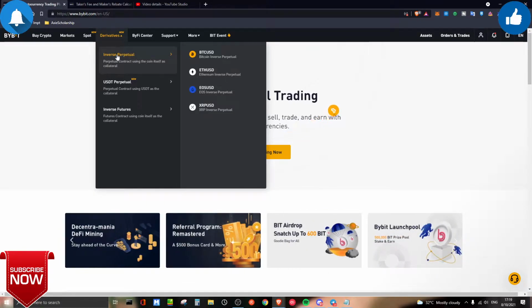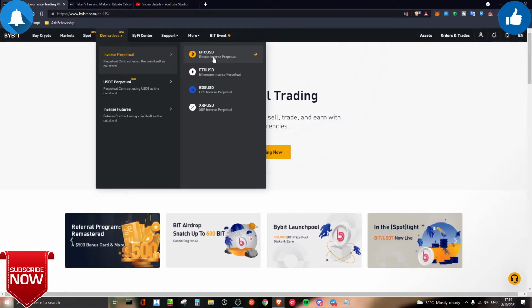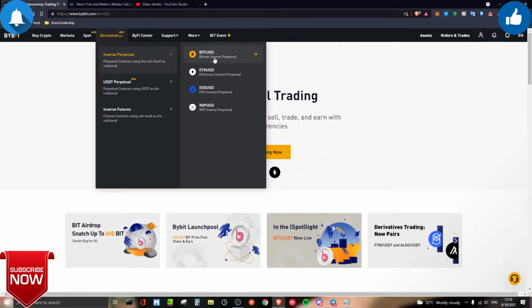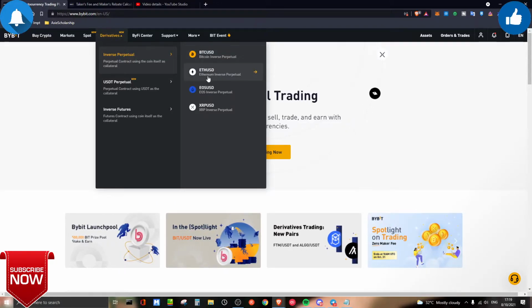Basically on Bybit itself, it's called inverse perpetual. Over here you have to know that with inverse perpetual, if let's say you want to trade Bitcoin, you need to have Bitcoin as collateral, and after that the settlement, the profits and the losses all occur in the currency that you are trading with. So either Bitcoin, Ethereum or EOS.